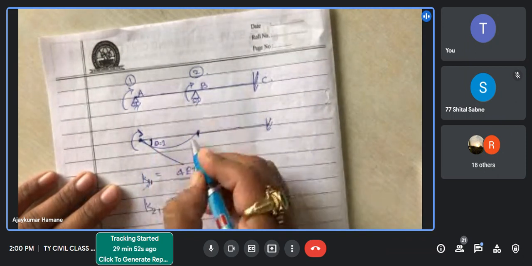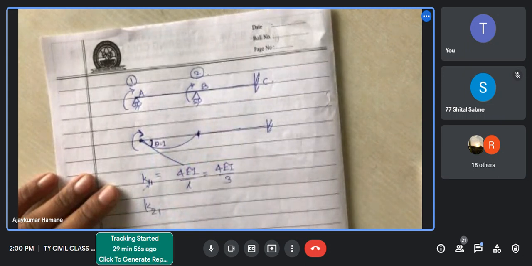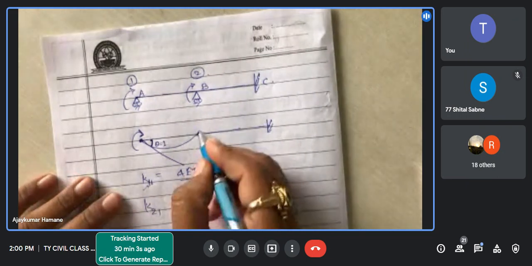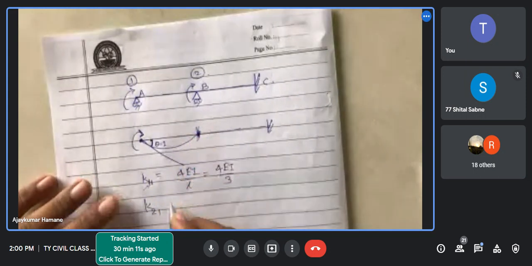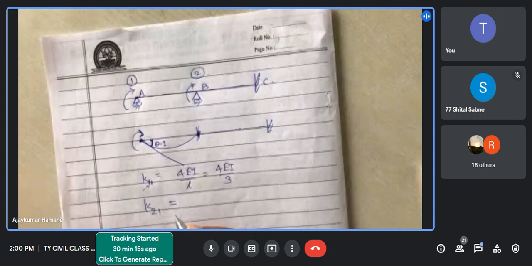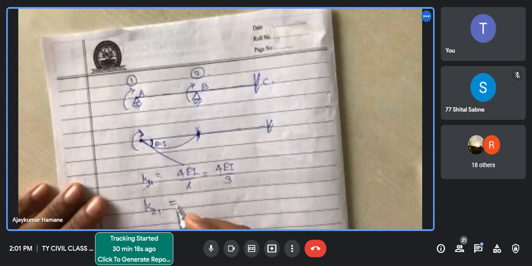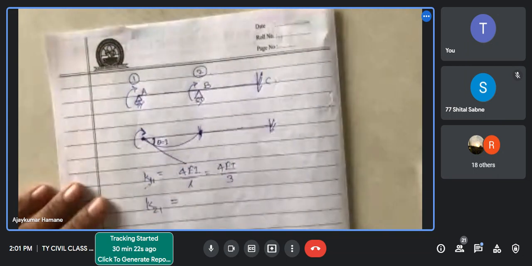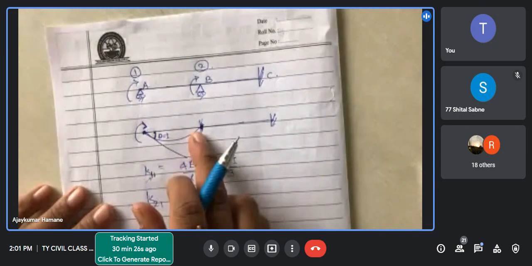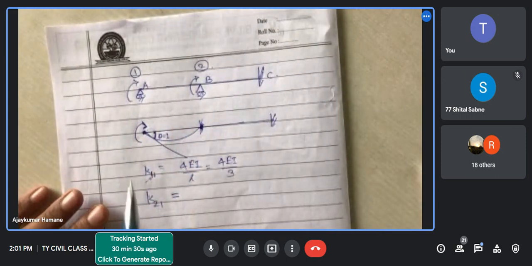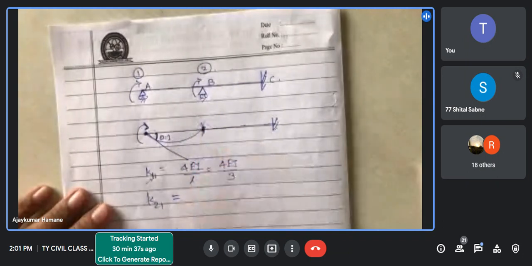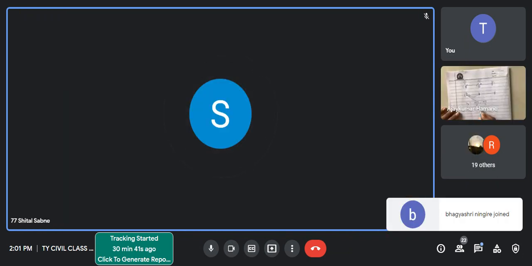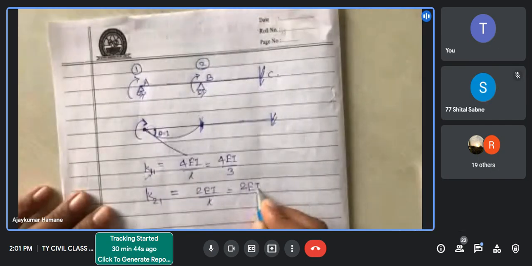So what is K21? What is the force or moment at coordinate 2? Because this is fixed, because we have restraint. So what is the moment at this end? The other end is fixed. You have that diagram. Open that diagram. So rotation at one end, if the other end is fixed, what is the moment at the other end? 2EI by L, correct. So that is 2EI by 3.